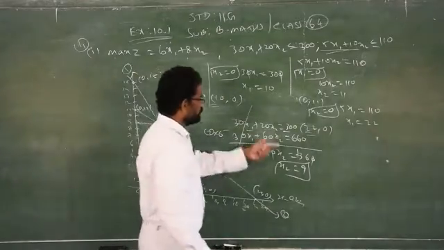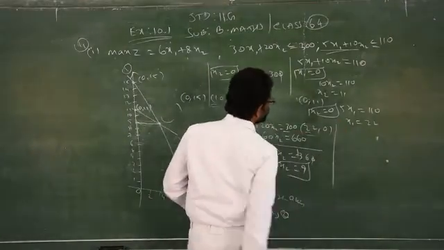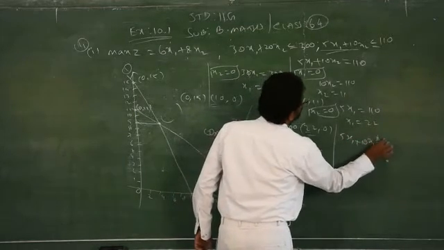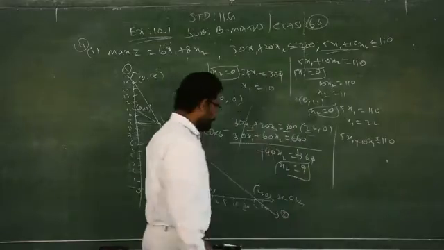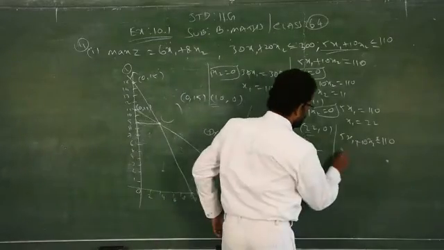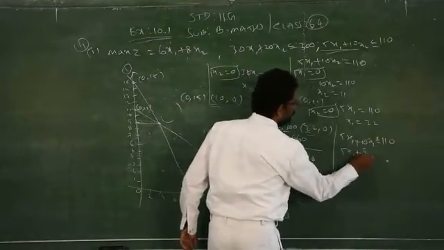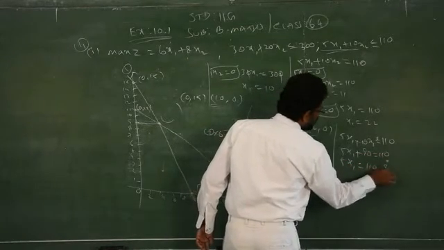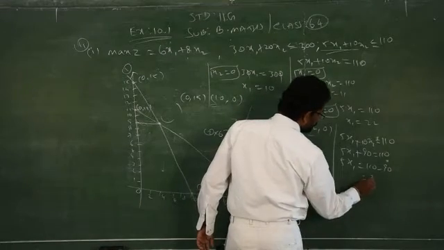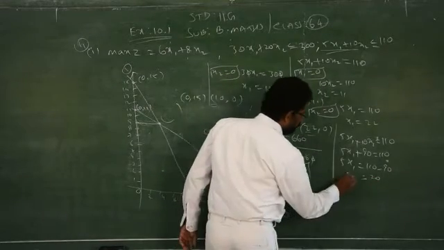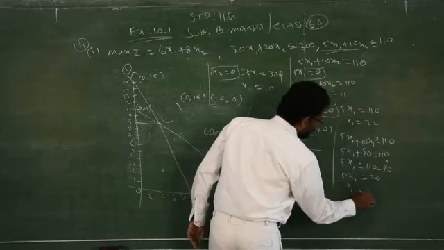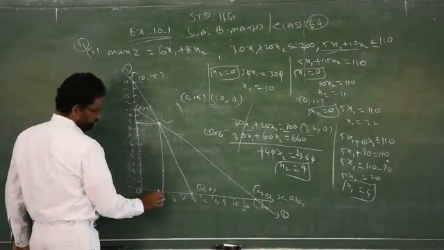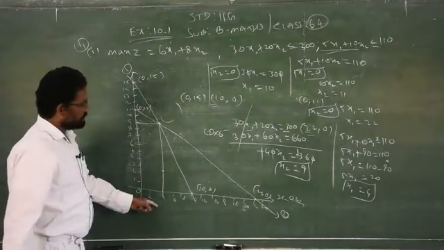Now you have to find x1 by taking any one of the two equations. I am taking the second one. 5x1 plus 10x2 is equal to 110. I am replacing x2 by 9. 5x1 plus 90 is equal to 110. I need only x1. So 110 minus 90 gives you 20. 5x1 is 20. Therefore x1 equals how much? 4. You see now, exactly 4 comes. Clear? It is exactly 4.